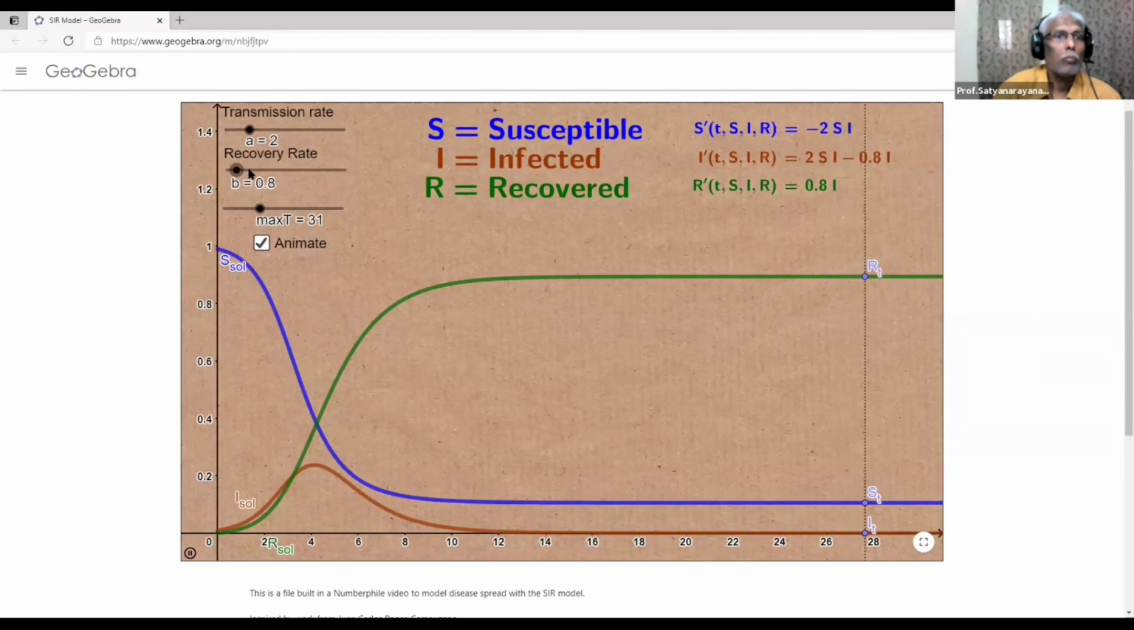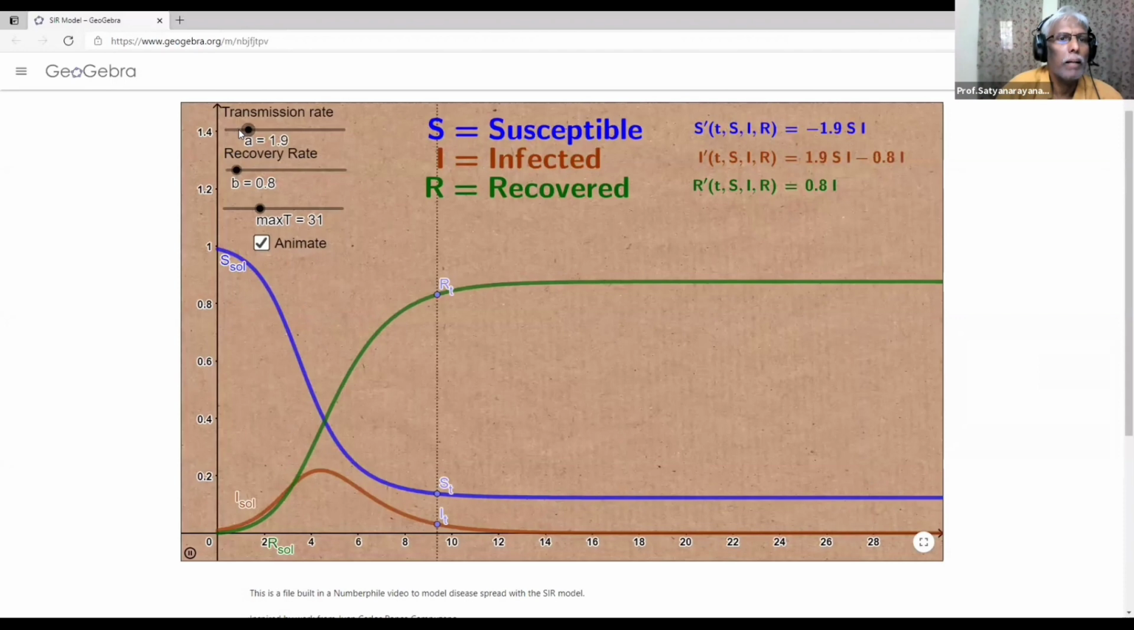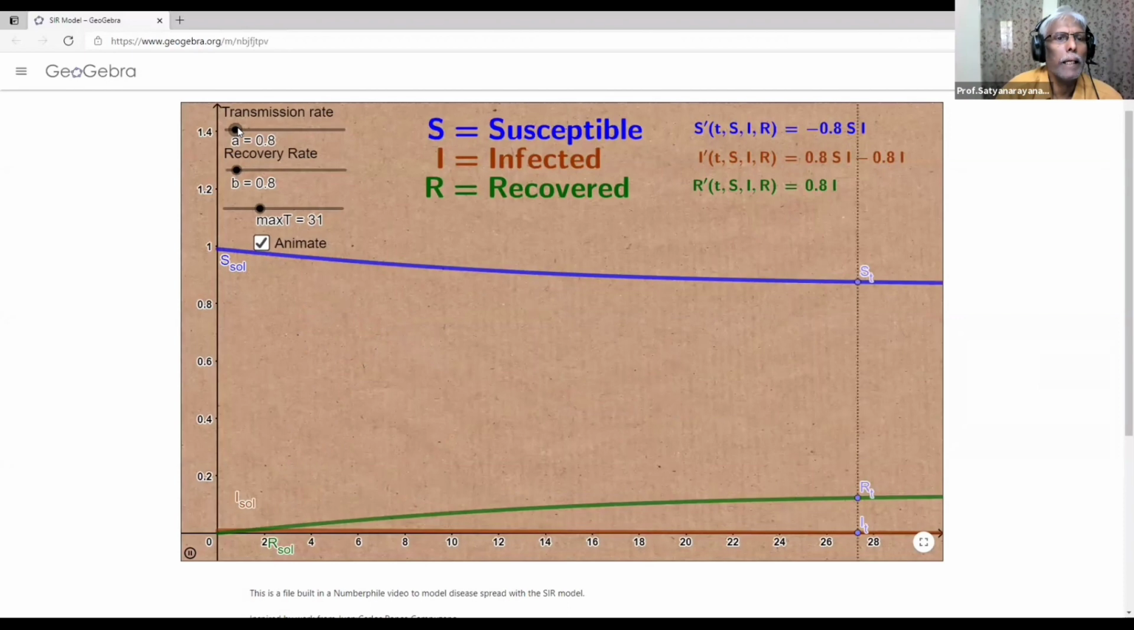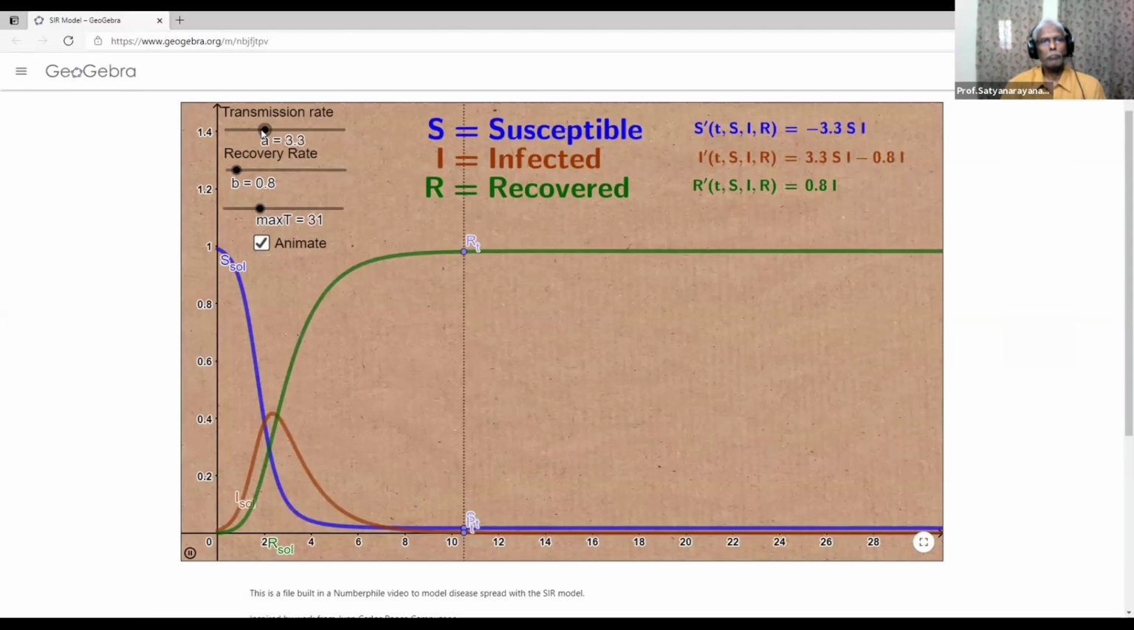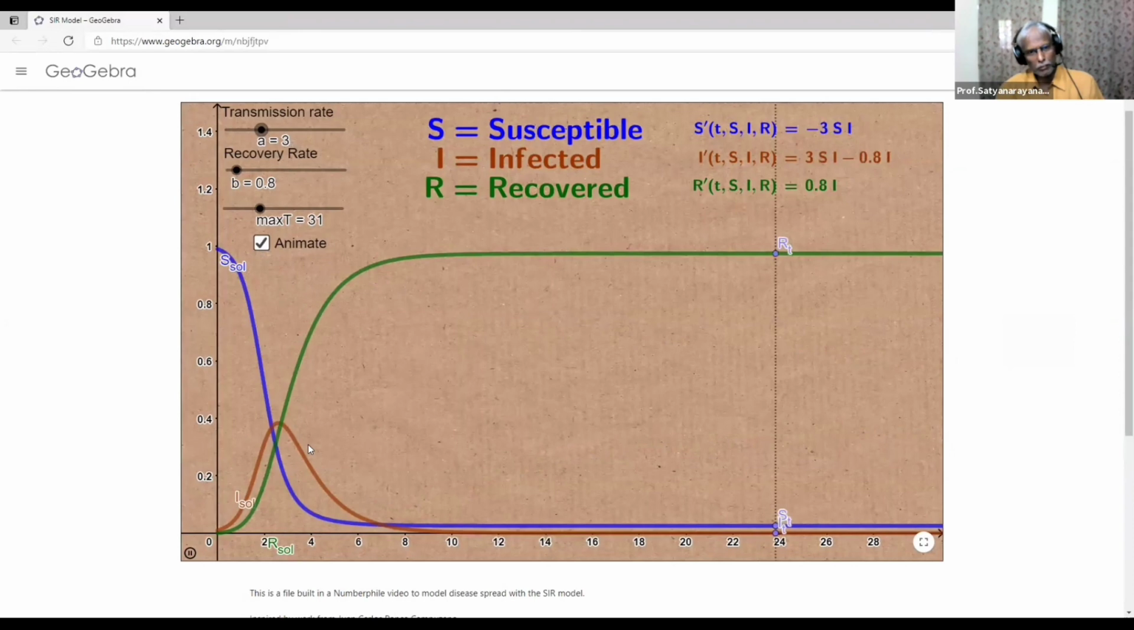If you make the infection rate less, let us say to one, it will be like this, but this is not at all called a disease. The pandemic situation will not be there. Suppose you take something like three. Then the susceptible falls down, and the infection, I of t, has risen. This is the implementation part of it. Okay, let me get back to my presentation.